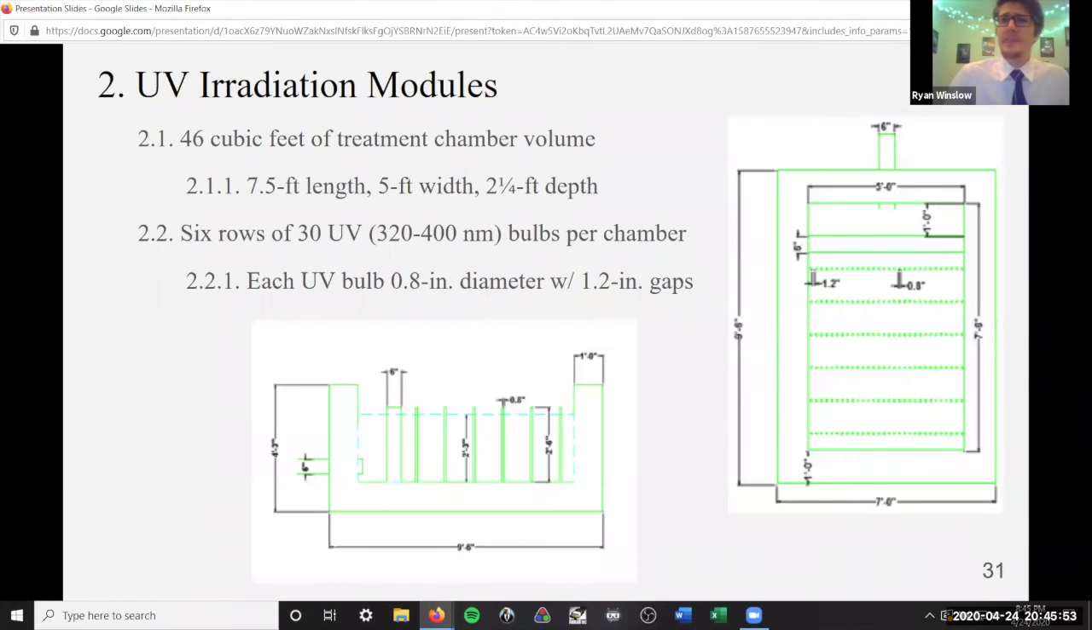The UV irradiation modules will work to break down the glyphosate molecules, and each one will have 46 cubic feet of treatment volume. Inside each module, there will be 6 rows of 30 UV bulbs. Each UV bulb will have a 0.8-inch diameter with 1.2-inch gaps in between.